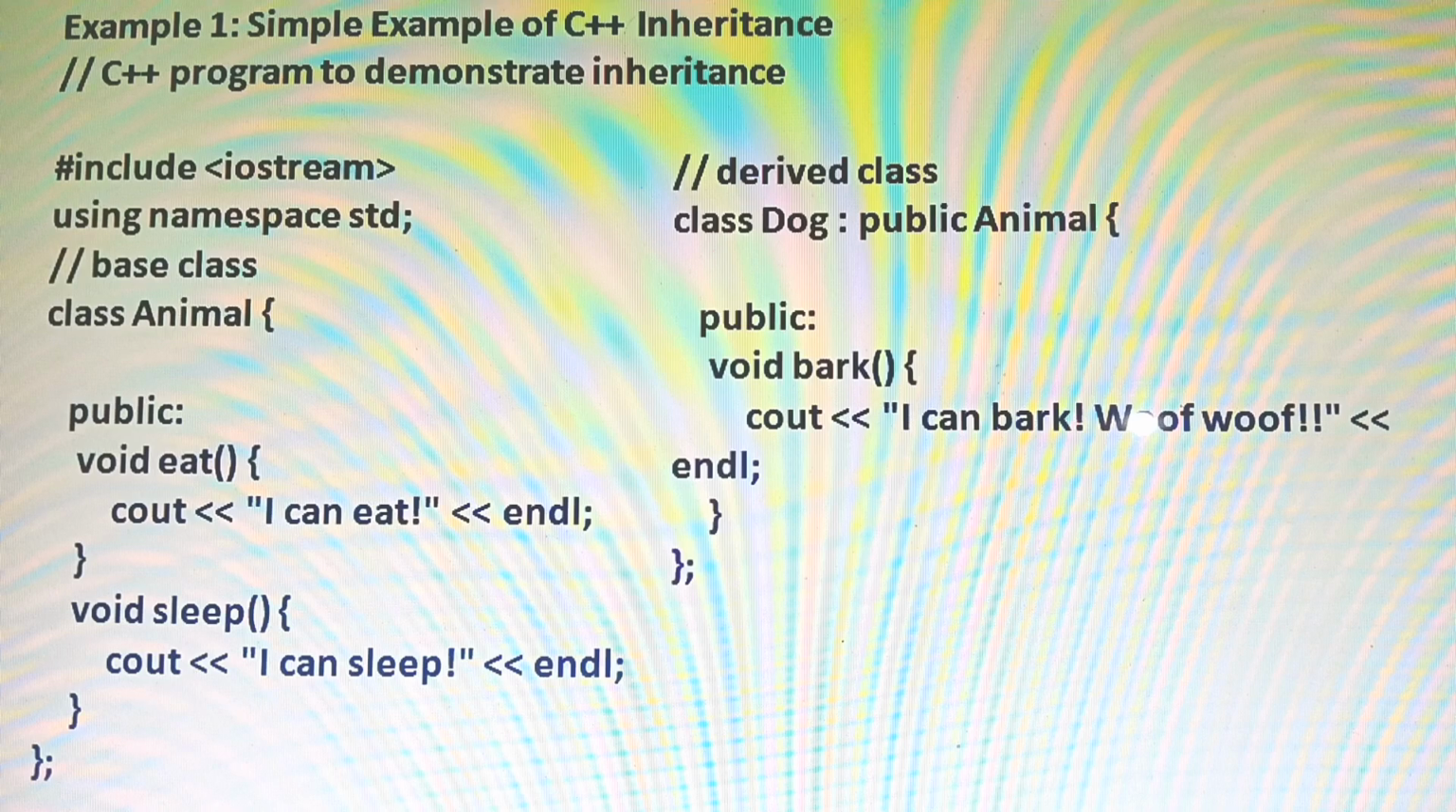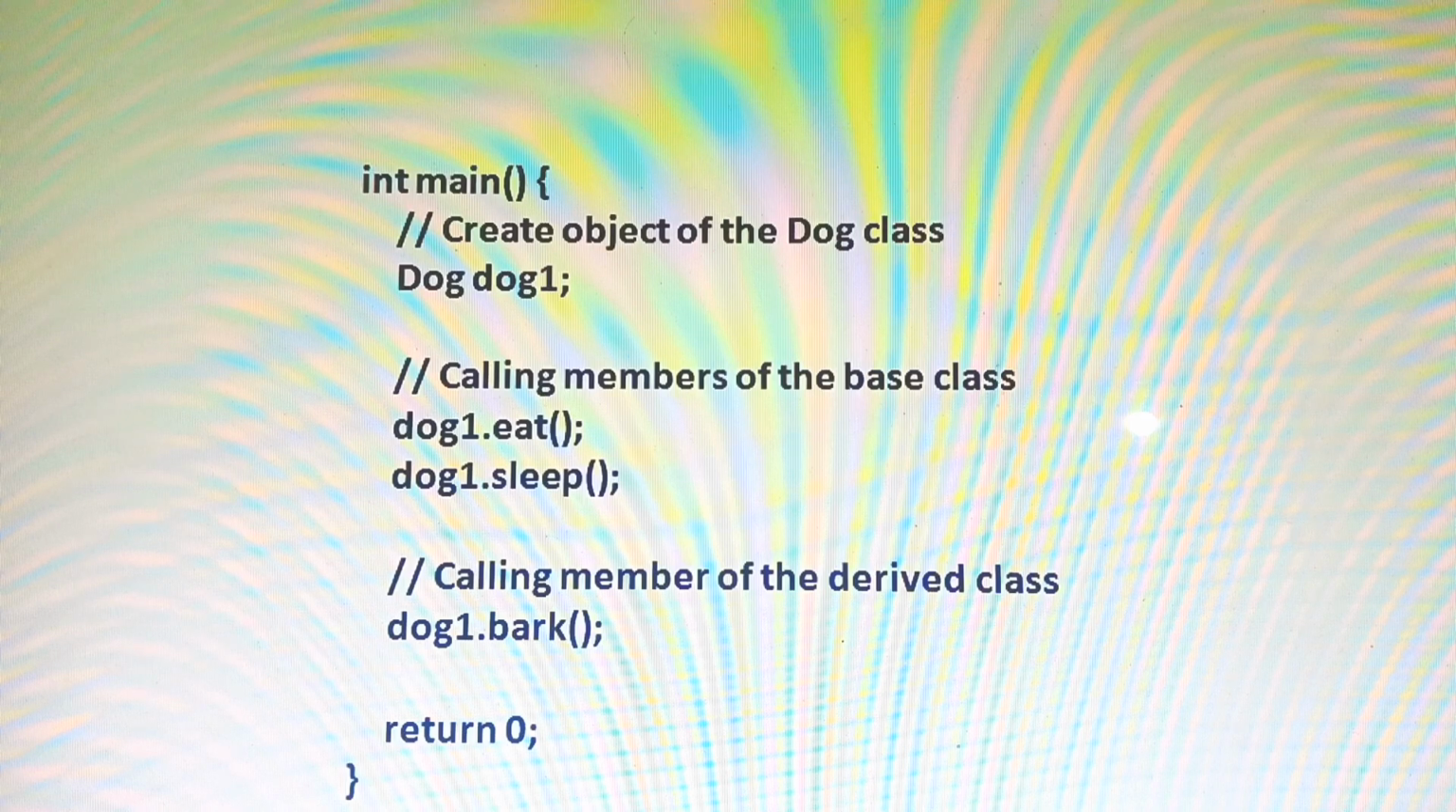Continuing the program, we come to the main program. In main, create the object of the derived class dog, dog1. Here we can call the members eat and sleep. These two functions are in the base class, but dog is inherited from the base class, so we can call dog1 dot eat and dog1 dot sleep, calling members of the base class. We can also call the members of the derived class, dog1 dot bark.